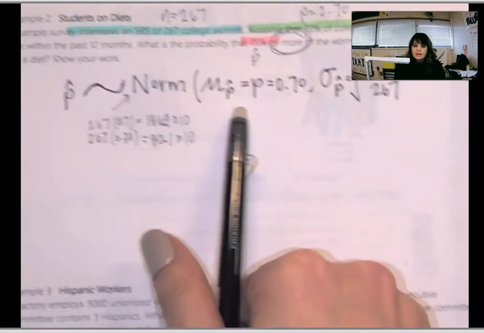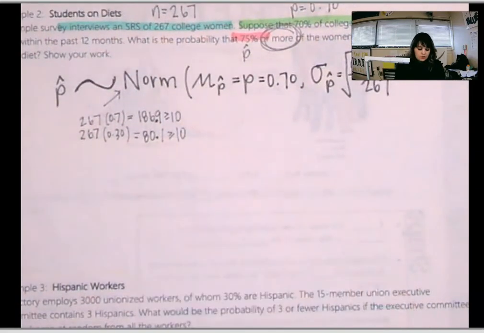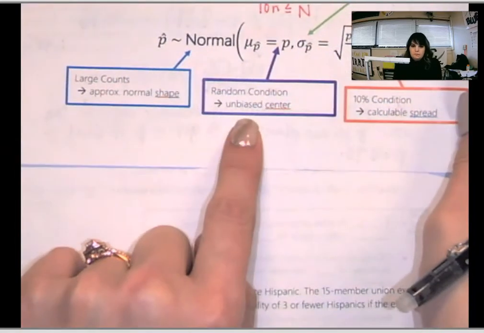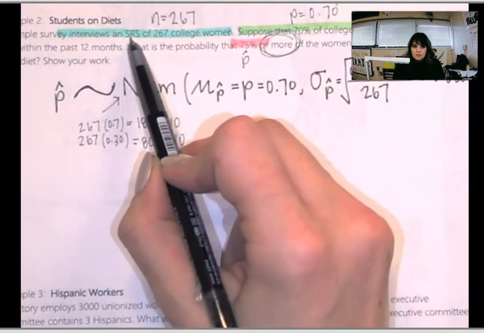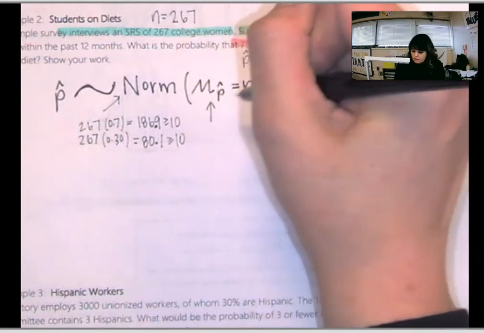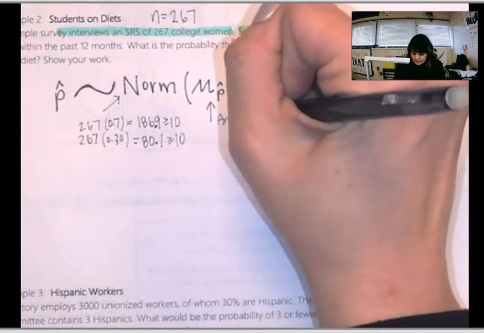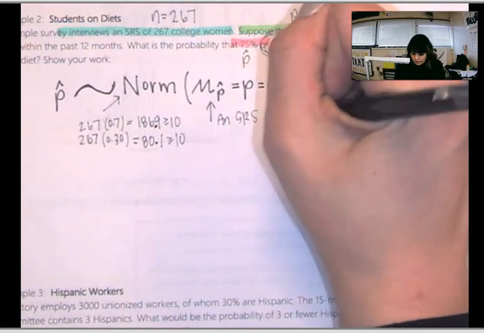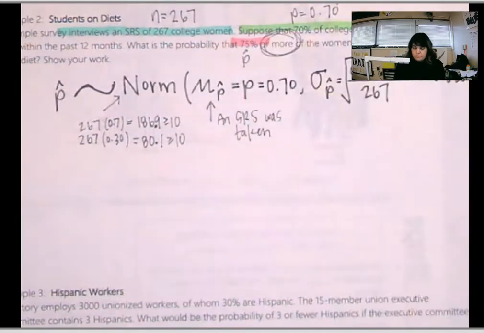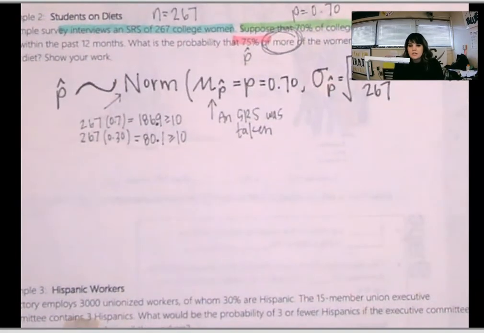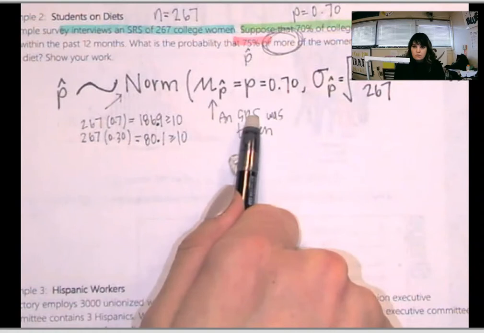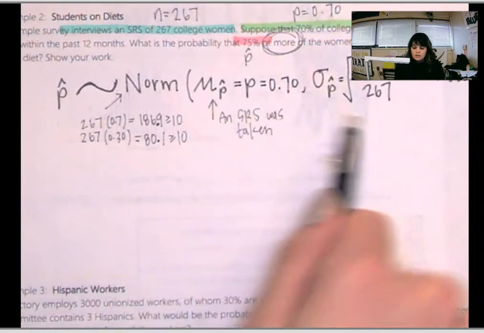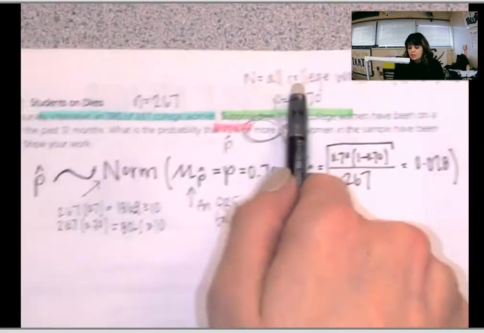The next thing I check is, how do I know that my distribution is centered on the true value? My sample has to be random. So did I take a random sample? Yes. So I'm going to say an SRS was taken. So under each characteristic, I'm briefly explaining how I know the condition is met. So large counts, random condition, and now our last one is the 10% condition, and that's where this guy comes in.